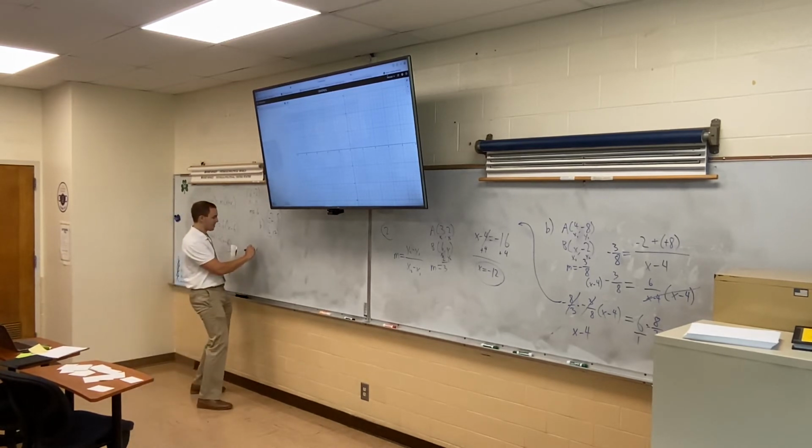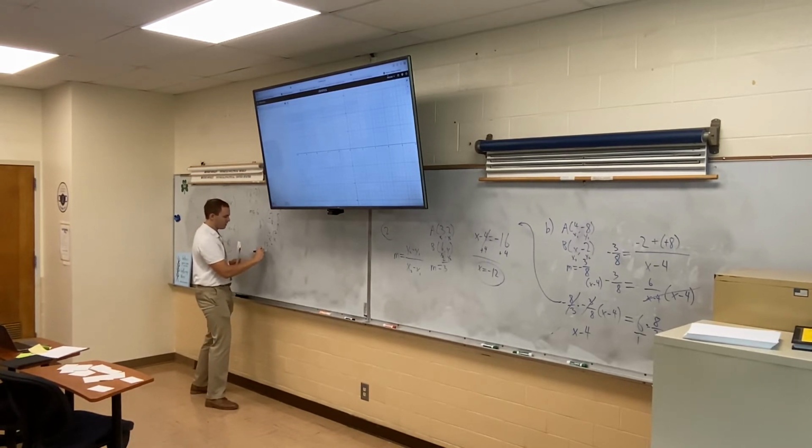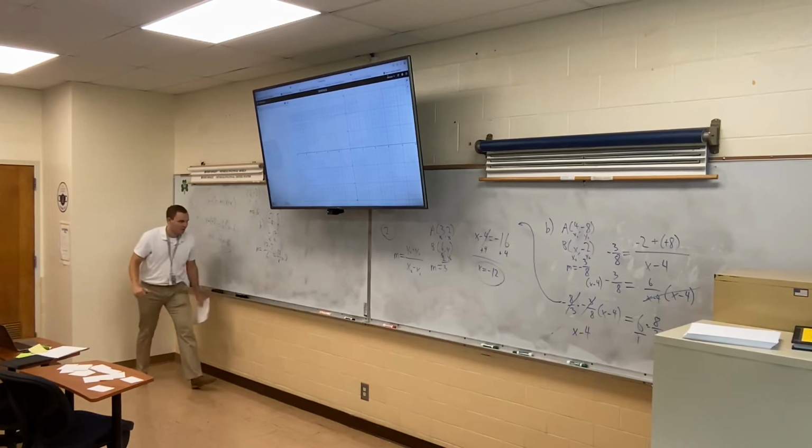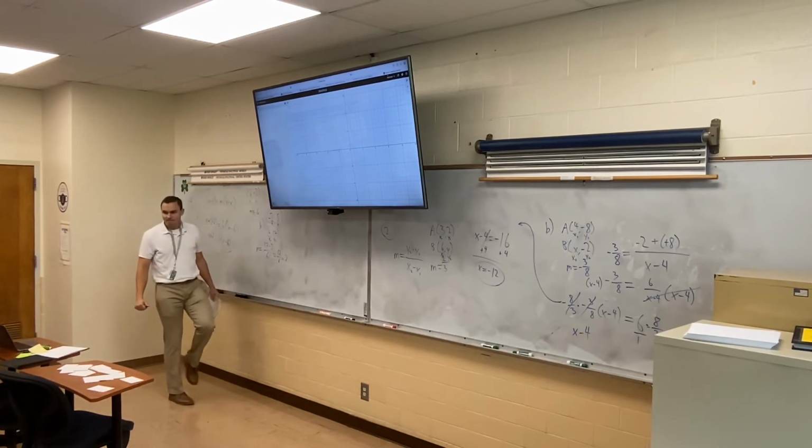So I'm going to do m equals, if I make this y2, x2, x1, y1. y2 minus y1 is 17 minus 5. x2 minus x1 is 4 minus negative 2, which is 6. 12 over 6, so it's equal to 2. It doesn't matter which point I use. Does not matter at all.